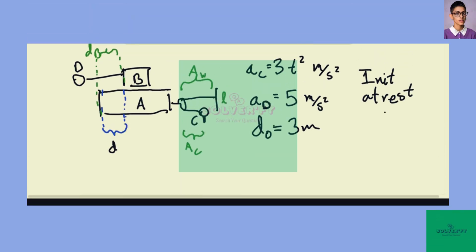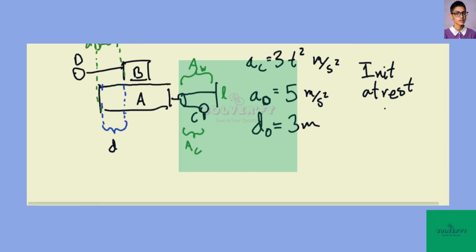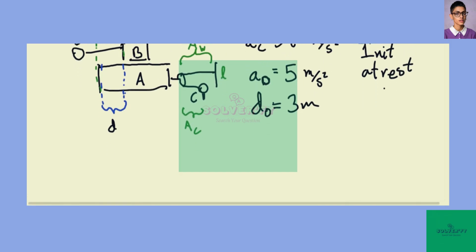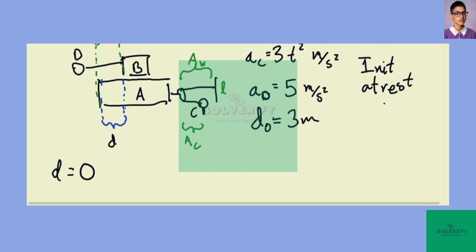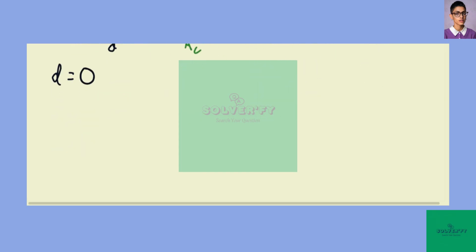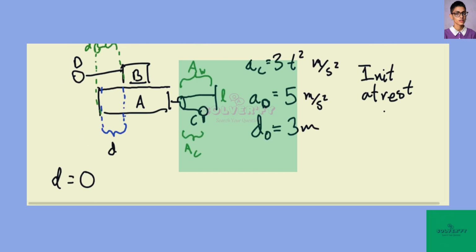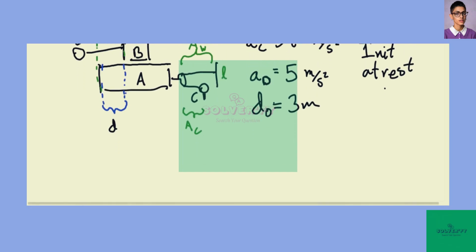In this problem, we have a pulley system driven by motors D and C pulling blocks B and A. We're given the accelerations caused by motors C and D. C's acceleration is defined by 3t squared meters per second squared, and D's acceleration is constant at 5 meters per second squared. The system is initially at rest, and what we're interested in finding is when the distance between the edge of blocks B and A, which we're calling D here, is 0. And we're given that this is initially 3. So we'll go and find that.